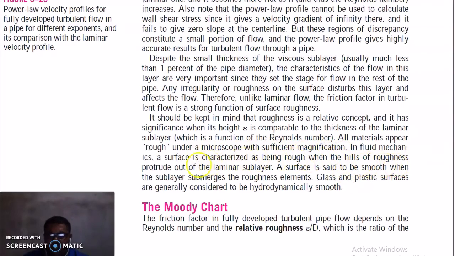In fluid mechanics, a surface is characterized as rough when the hills of roughness protrude out of the laminar sublayer. The surface is said to be smooth when the sublayer submerges the roughness elements. Glass and plastic surfaces are generally considered to be hydrodynamically smooth.